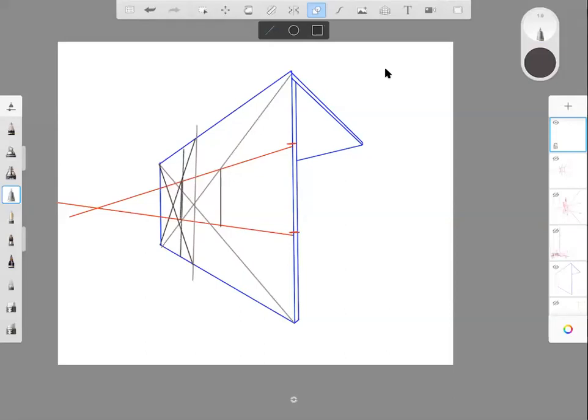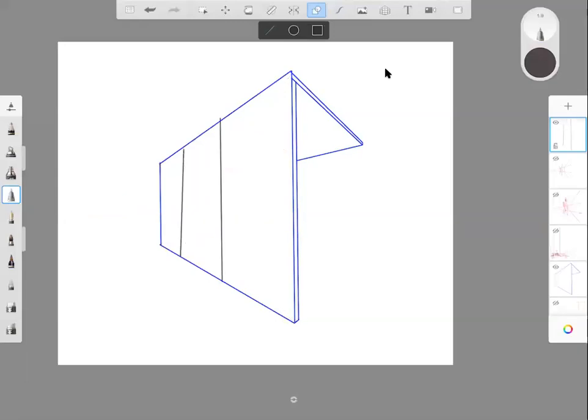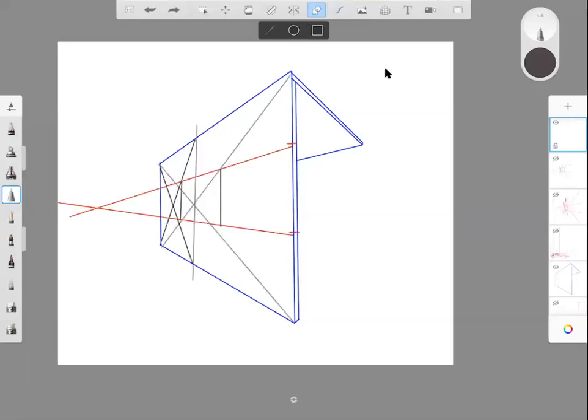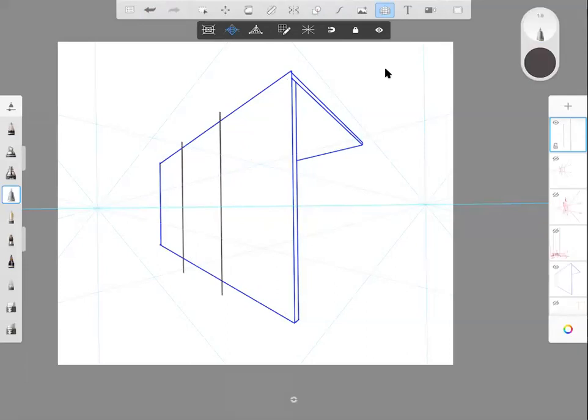Mhm. Yeah, it looks close. I think it looks pretty good. Mhm. Whoops. Okay. So it's more about the intersection of the top. Mhm. Honestly, that looks pretty accurate. Yeah, it looks proportional.